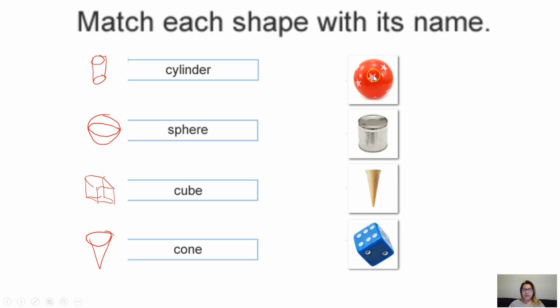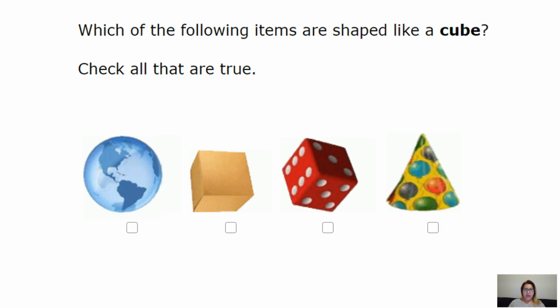Okay, so a cylinder. Which one of these items looks like a cylinder? It would be the tin can. Which one of these items looks like a sphere or is a sphere? Right there, that is a ball. And a cube would be the die, and the cone would be this cone here. Okay, so those are our 3D shapes matched with the items that we see in real life.